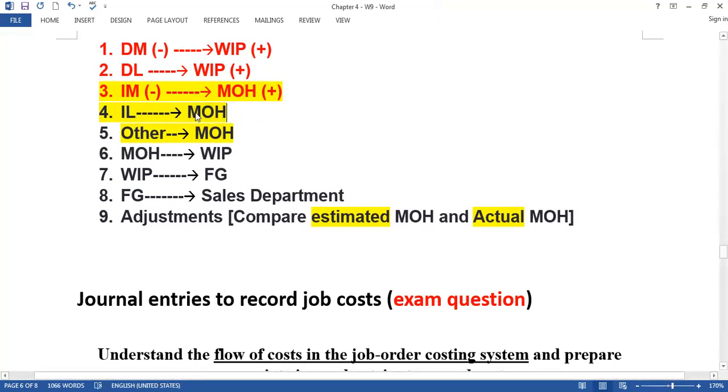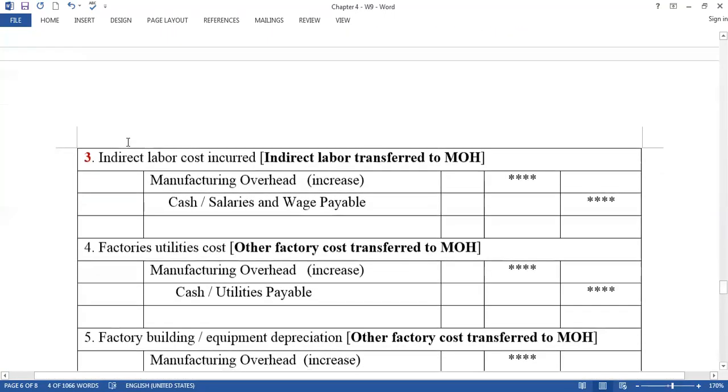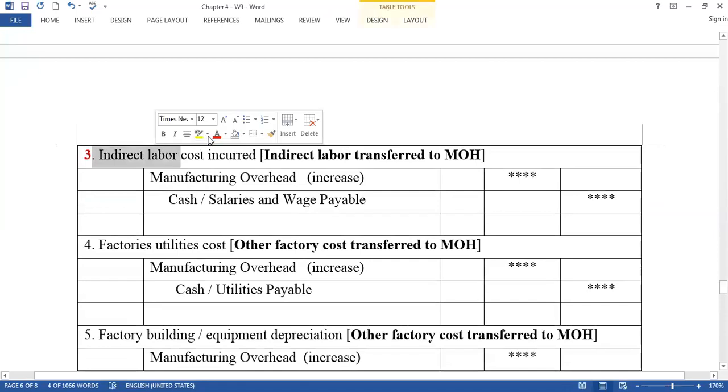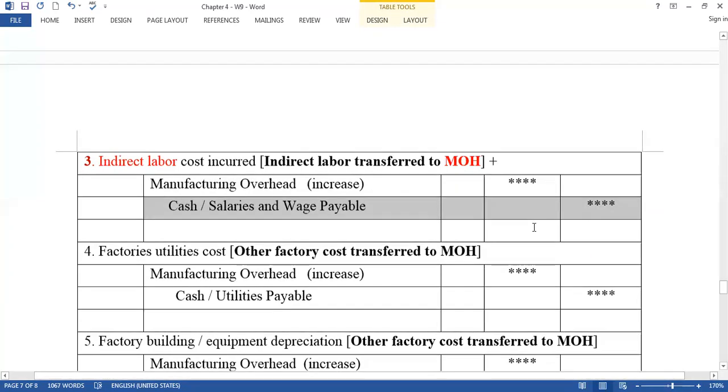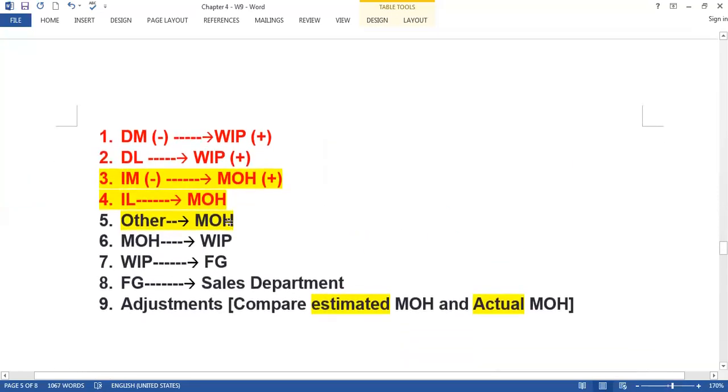So now we are at number 4. This is indirect labor. Indirect labor transfer to where? Transfer to MOH. So MOH increases, we record MOH debit. Now, indirect labor is the salary, right? Security guard salary, cleaner salary. Now, if the company pays cash, credit. If the company does not pay cash, salaries payable, credit. So we are done with this. Now other.